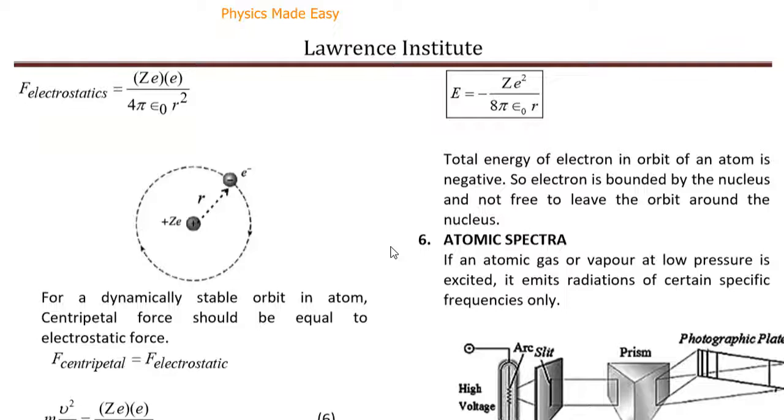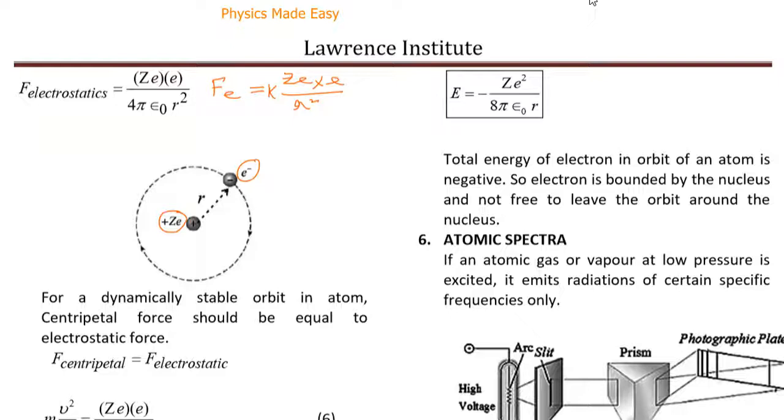In this case, it's quite clear from the diagram that the electrostatic force, I will call it Fe, is Ze, the charge on the whole of the nucleus, multiplied by e, the electronic charge. That is Q1, Q2, and K is here, divided by r square. This is the formula for electrostatic force.